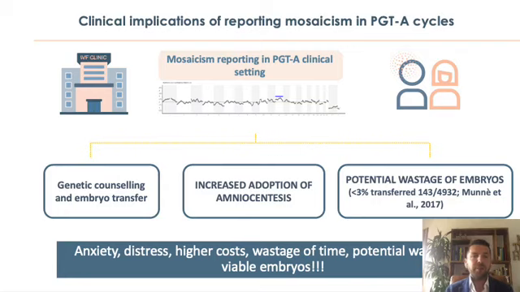But the worst outcome, I think, is the potential wastage of perfectly normal and viable embryos, because these embryos are usually perceived as chromosomally abnormal, and are always discarded from clinical use. Indeed, what we've seen from one of the largest experiences of reporting mosaicism with less stringent classification criteria, by Munné and colleagues, was that less than 3% of the embryos designated as mosaic were then used for replacement and embryo transfer.